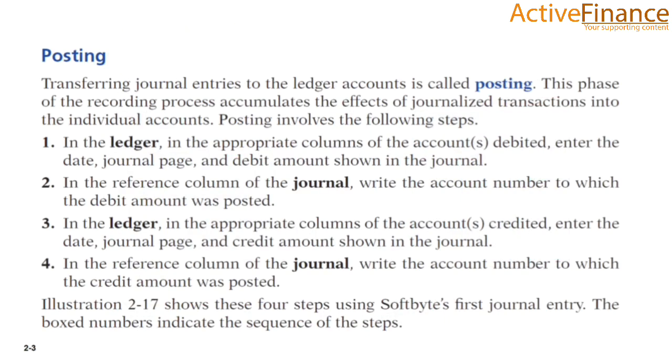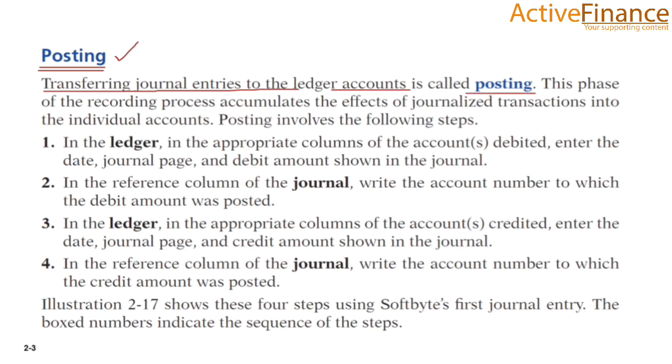As we learned in the previous learning objective of the general journal, when we are entering entries in the general journal, it is known as journalizing. Now when we are transferring the entries from the journal to the general ledger, what is that process called? It is called posting. Transferring general journal entries to the general ledger accounts is called posting.